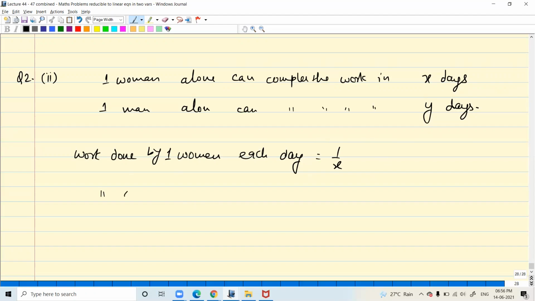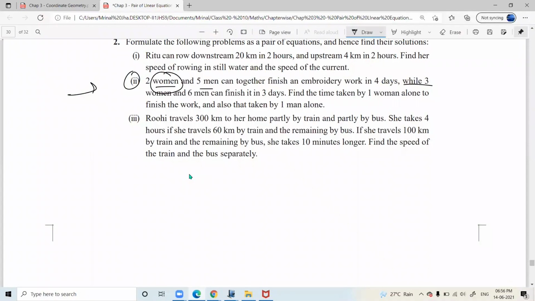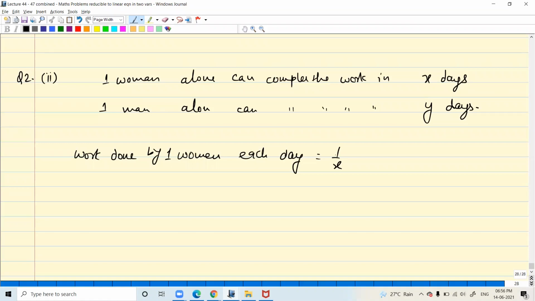And similarly, one man, or let's extend this. Right now it is one woman, no? In this situation, how many women are working? 2 women are working. So if one woman does 1/X of the work, how much of the work will 2 women do every day? 2/X, 2 times of this. If there were 3 women, then it would have been 3 times, 3/X. Can everyone understand?